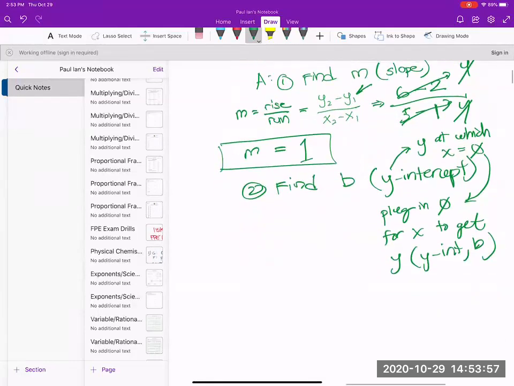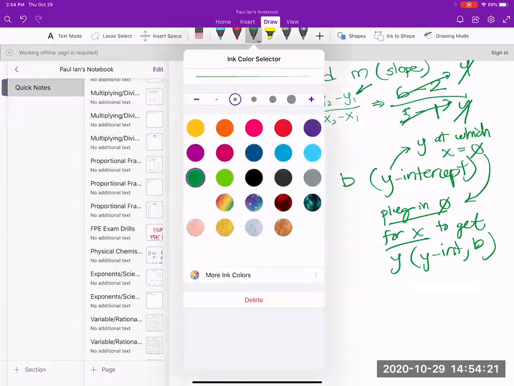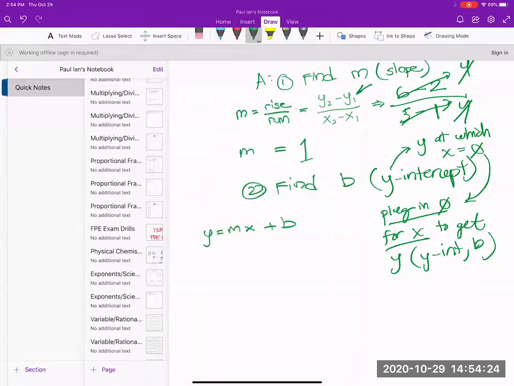Okay, so let's actually do that. Where are you plugging x in? So do you remember you got m from here. And then what was the equation of the line? y equals mx plus b, right? So you use this equation and plug in what you know. You plug in 1 for m. So you do this: y equals 1x plus b.